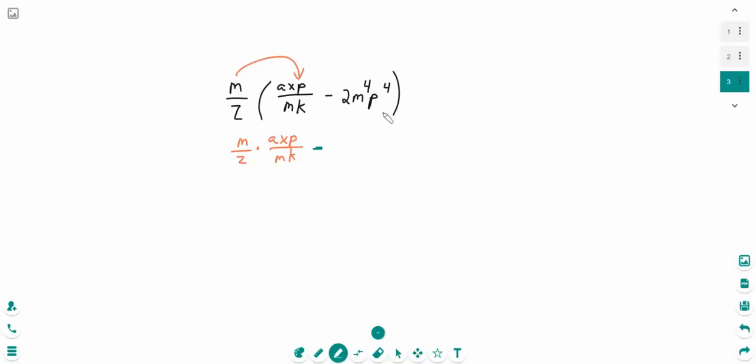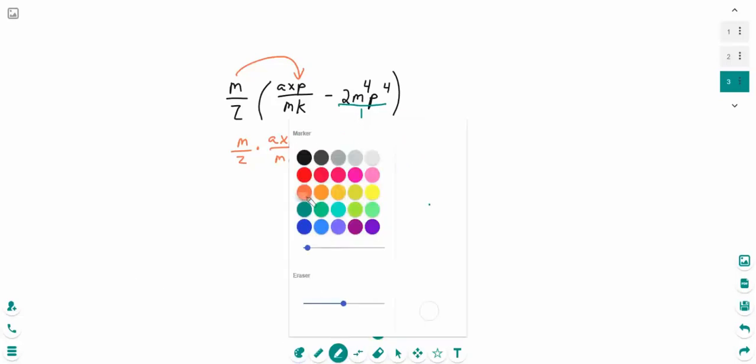And then we have to think of this second term as a fraction, because we're multiplying a fraction by, you might say, a whole number, I guess. But let's think of it in terms of a rational number, as a fraction. So let's just put this over a 1. Then we can clearly see what's the numerator and what's the denominator. So we have m over z times 2m to the fourth p to the fourth over 1. Okay? And then we can just kind of start multiplying these out.